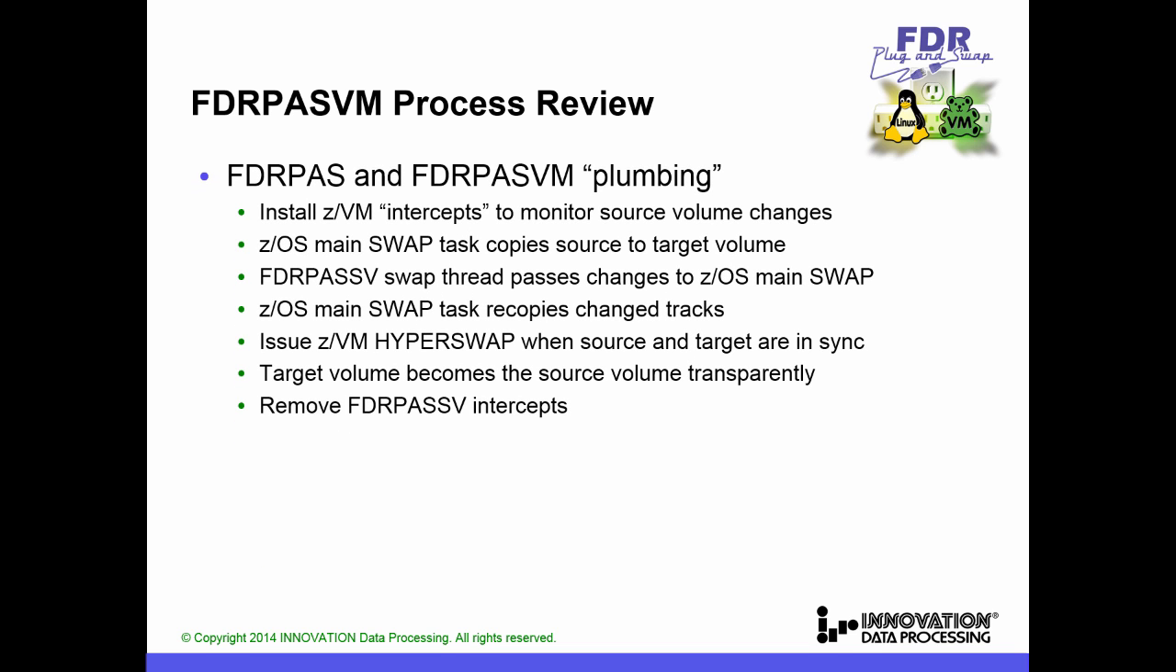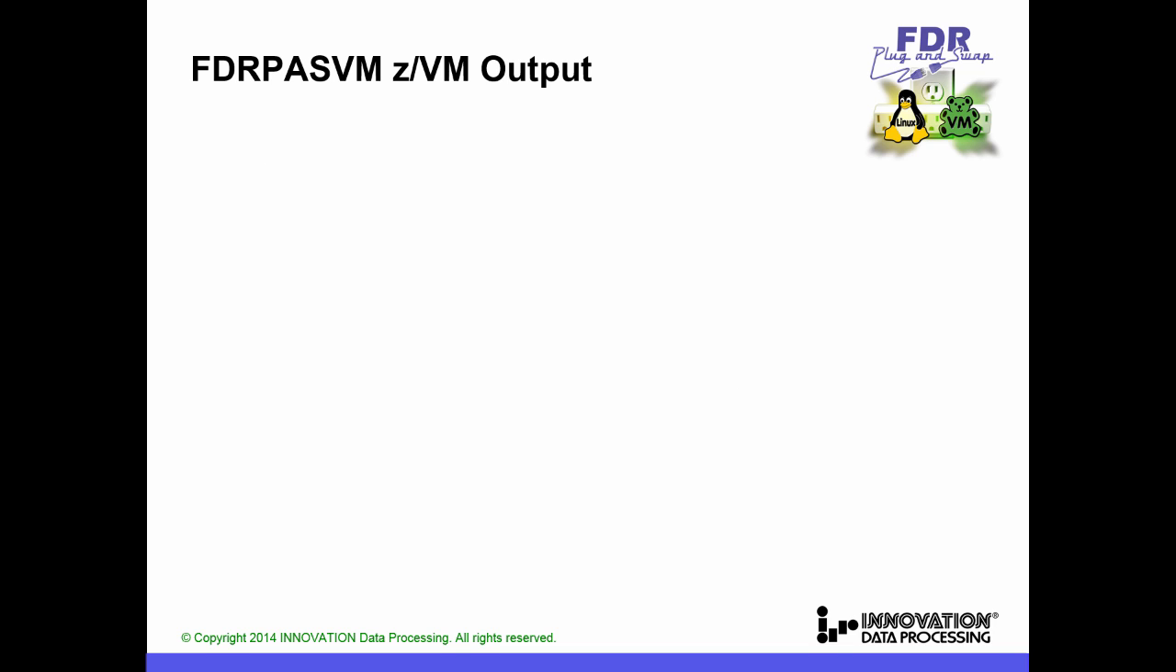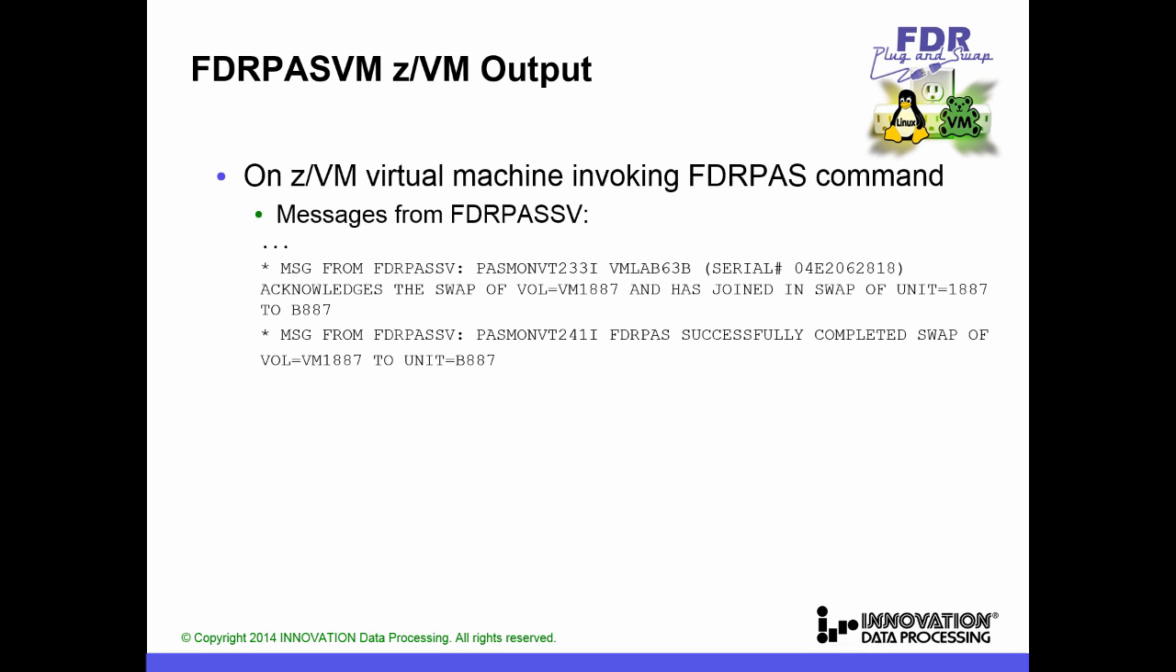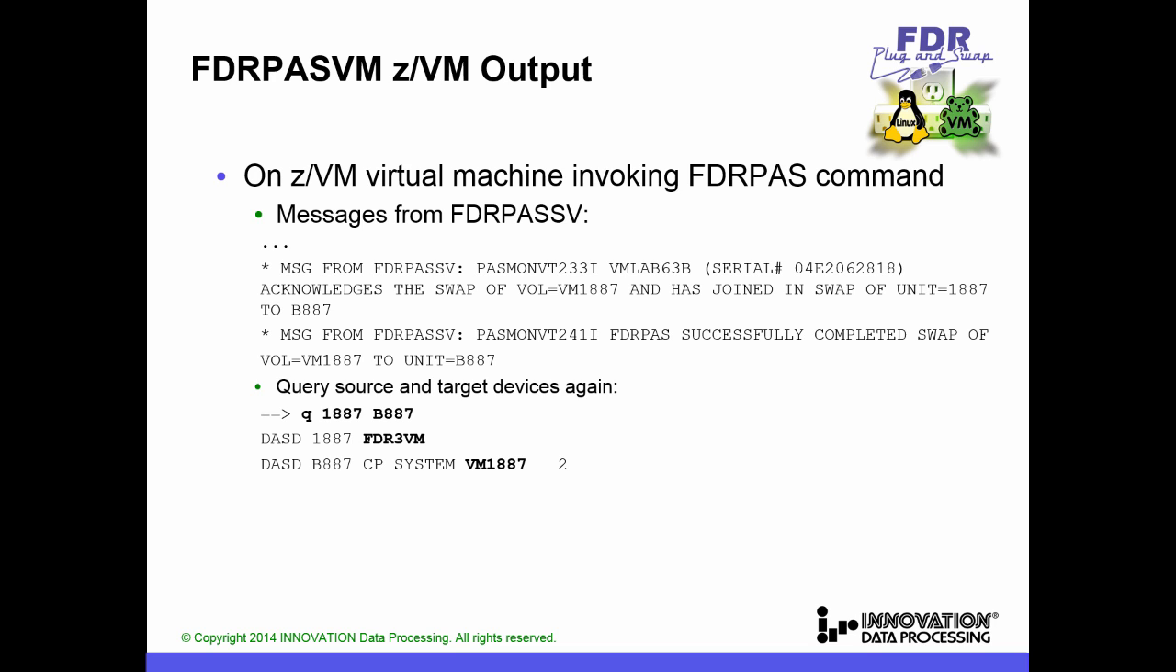So a little bit of the plumbing. z/VM installs the intercepts. The z/OS main task talks to VM, passes the changes, recopies the change tracks. I've talked about this. z/VM issues the HyperSwap when the source and target are in sync. And voila, magically you have moved over to a new volume. On the z/VM side, you'll see on the service virtual machine, the console will talk about when it's done and give many more error messages, informational messages. Here, okay, so now we've completed the swap, okay?